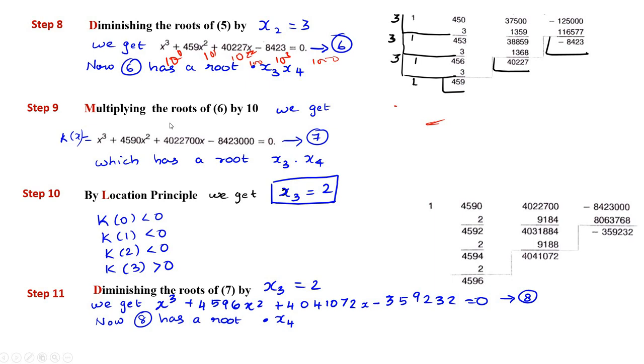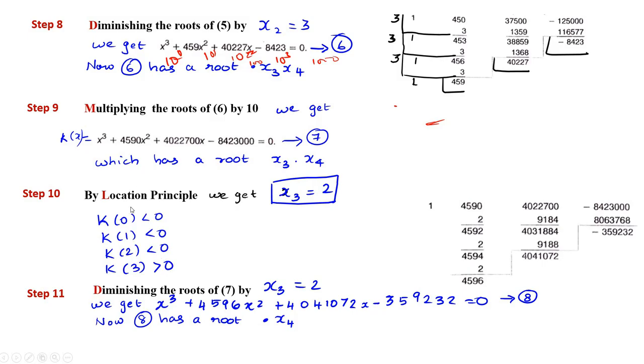You name that as equation 7. Call it as, say, some k of x, which has a root x3 because you have multiplied the roots by 10. So x3 point x4. Then LDM over. Next is again the location principle. So that when you use it, you get the change. Here comes x3: k of 2 is negative, k of 3 is positive. That must be computed, and then you have to come to a conclusion.